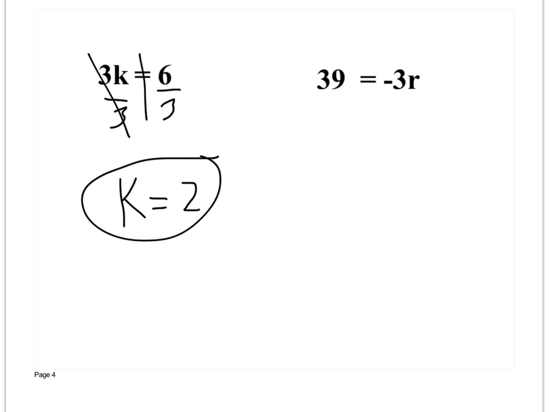Okay, we have 39 is equal to negative 3r. So I divide both sides by negative 3. R has to be negative 13.